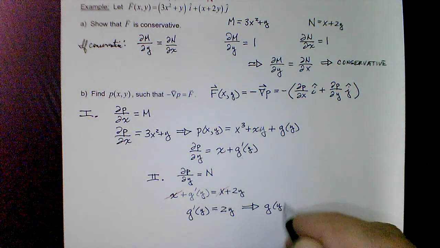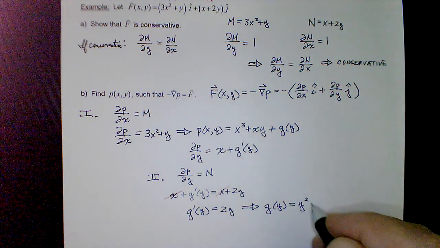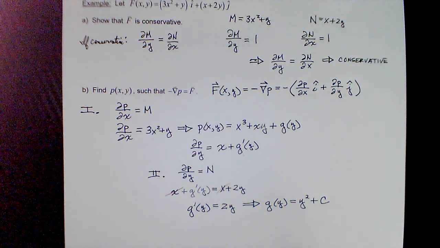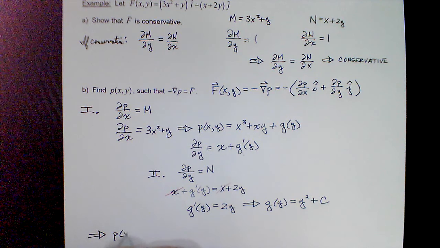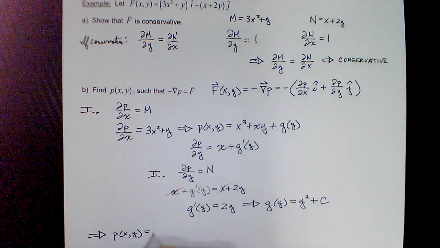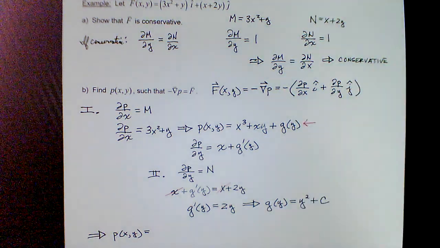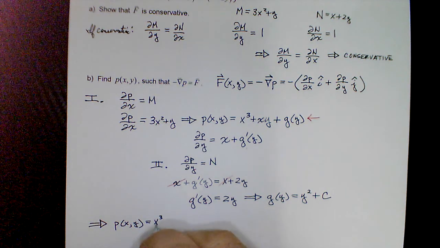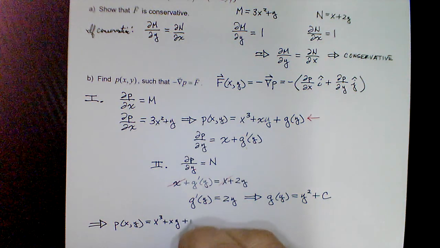So then g of y would be 2y squared over 2, or just y squared. We'll add a constant of integration at that point, call it C. And so then we have that P of x, y can be equal to x cubed. So now we're going back up here, and we're just replacing g of y by what we just found.